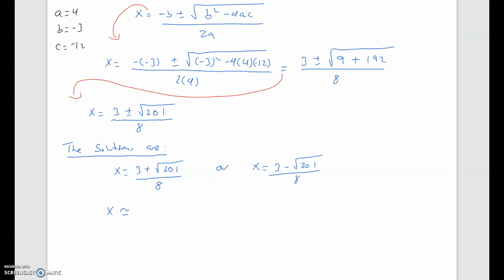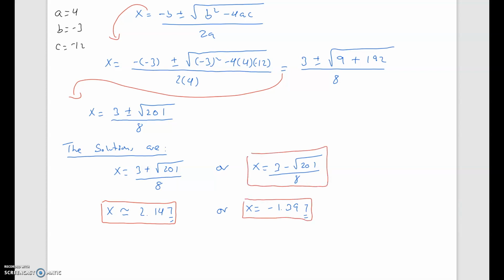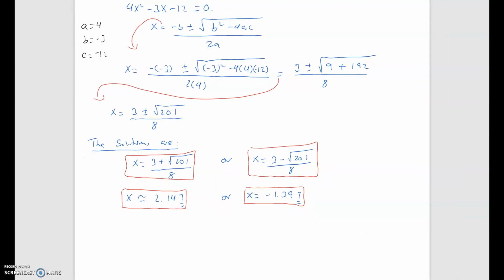So I'm getting that this one is 2.147, or the negative of it, x is equal to negative 1.397. They do want these as coordinate points. So I do want to see exact values, and then decimal approximations are fine. But let me just compare with the graph.